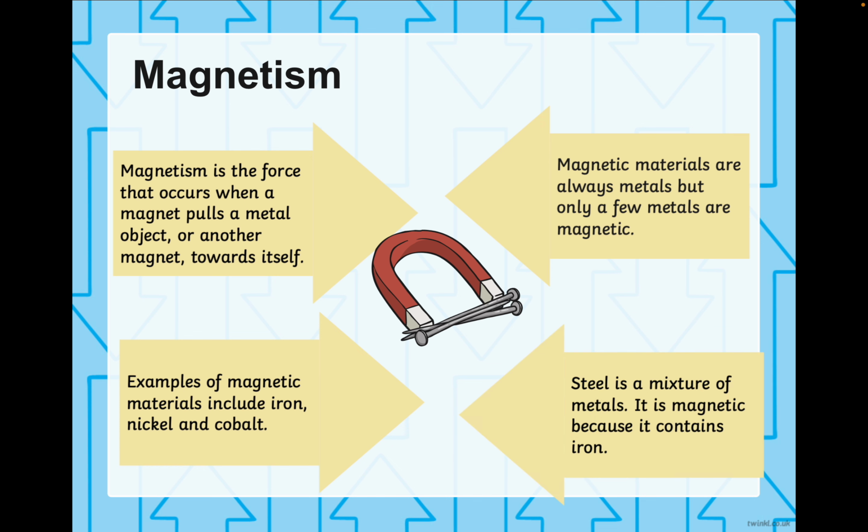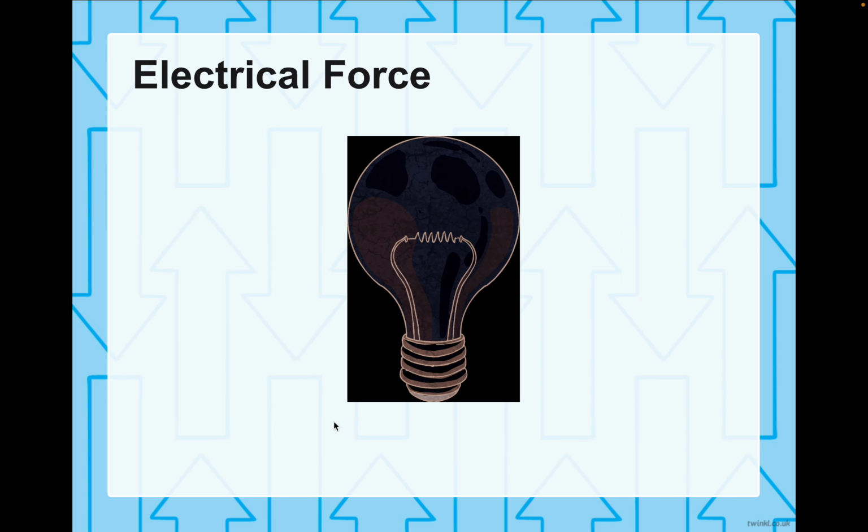Steel is a mixture of metals. It is magnetic because it contains iron. Does anyone know how to pronounce this word, cobalt? Pretty hard, isn't it? Okay, electrical force. This is going to be the last non-contact force of the day.